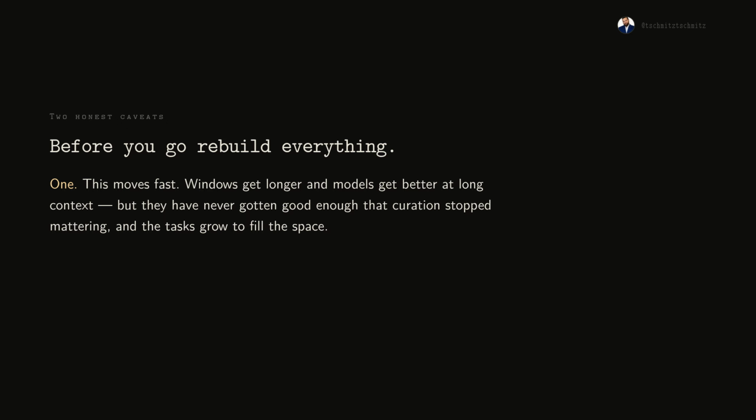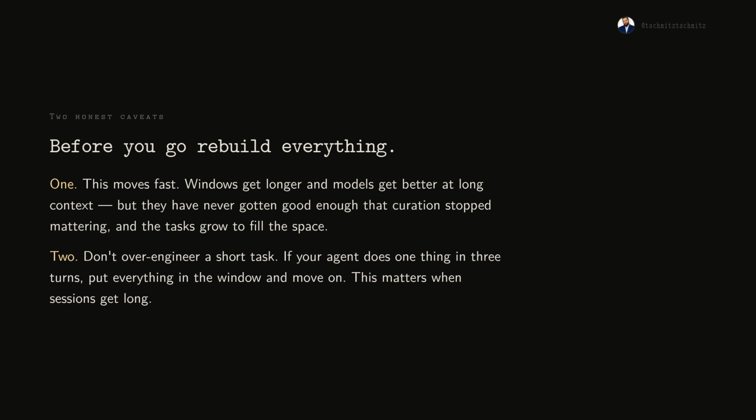Two honest caveats before we finish. First, this field moves quickly. Context windows keep growing, and models keep getting better at using long context. But every time that has happened so far, the tasks have grown to fill the space, and careful curation has never stopped paying. Assume the specific numbers in this lesson will age. The 4 operations won't. Second, and more practically, don't over-engineer a short task. If your agent does one well-defined thing in 3 turns, put everything in the window and get on with your life. Everything here starts mattering when sessions get long, and it matters enormously by turn 50.